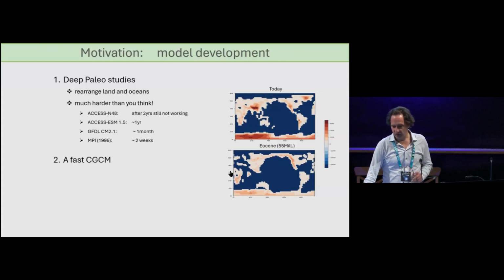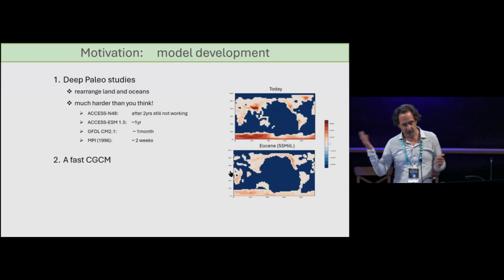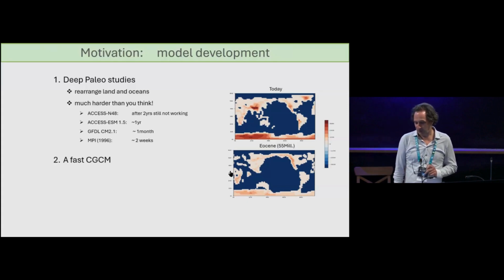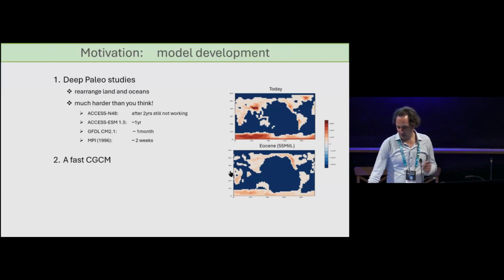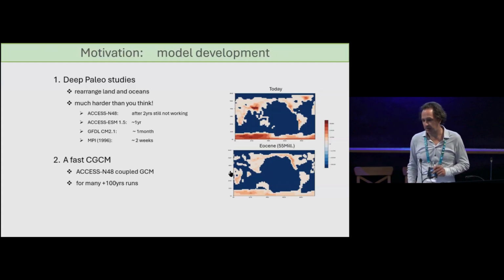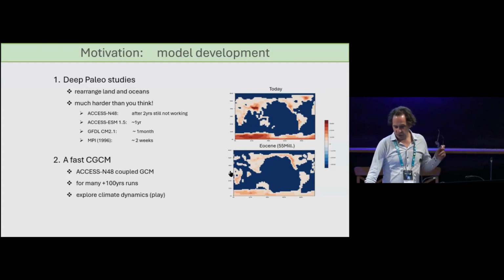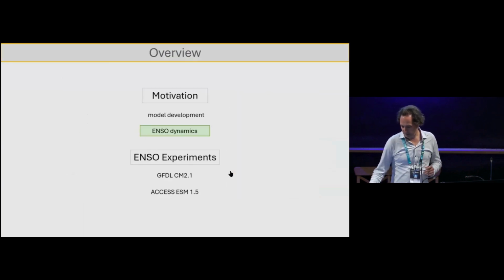But that isn't really my motivation. My motivation is really to have a fast GCM because I like to play around with climate models and ask questions like, what if India is not connected to Asia, does it do anything? So my motivation is really to have a fast climate model to play around with. When I say fast, I mean 100 years a day or something, so that I can do hundreds of runs and it doesn't cost much.